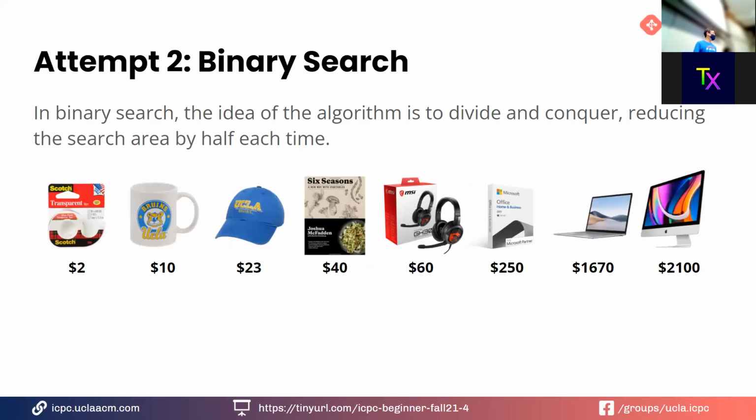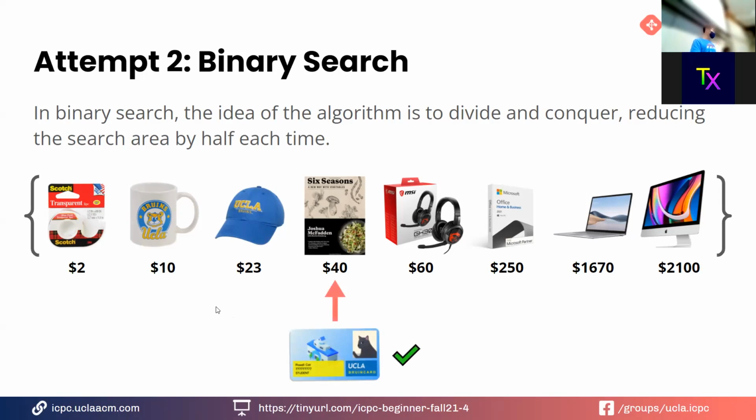Okay. And in binary search, the idea of the algorithm is essentially divide and conquer, and you want to reduce your search area by half each time. And so we're going to start off with a search space that is our entire store. Let's just assume that this is the entire store for now. And then we want to go to the approximate middle, or somewhere close to the middle. For this, it's going to be the cookbook. We do our little check, and then we should get a yes, we can afford the cookbook.